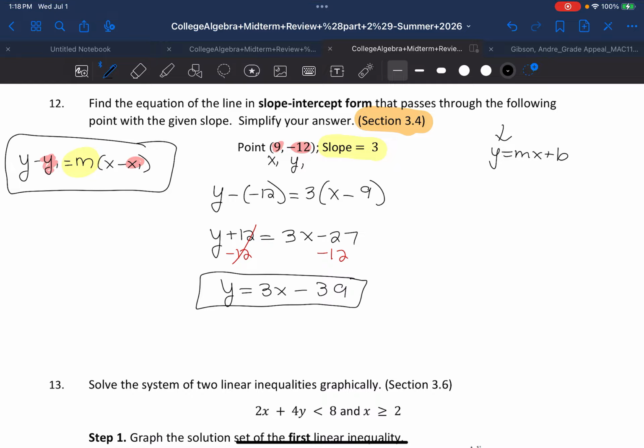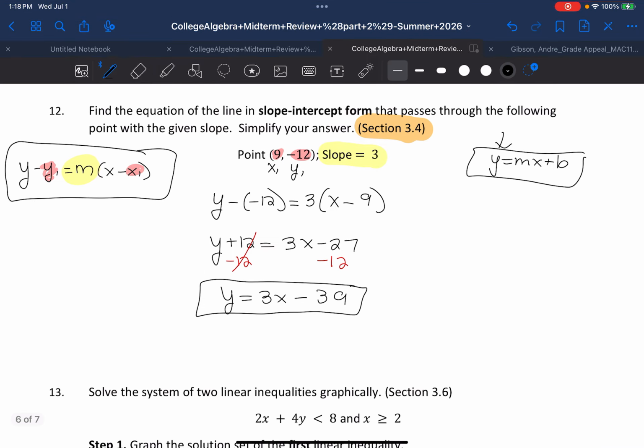So you can always find an equation of a line using this form if you have a point and a slope. And then you just solve for y to get it into this form, which is the slope-intercept form.